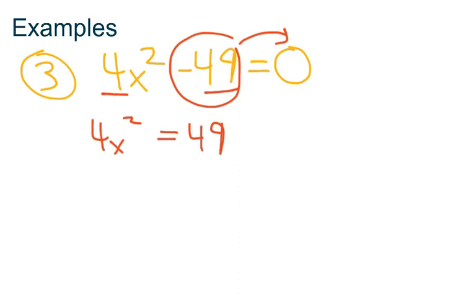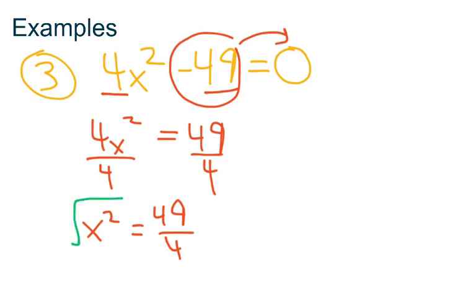Now, if we wanted to, we could take the square root of both sides. However, I'm going to make my life just a little easier right now and divide by 4. That way, because the 4 is not being squared, it's the x that's being squared, I want to get the thing that's being squared by itself. So now I have x squared is equal to 49 over 4. Some of you are going to be tempted to bust out that calculator and reduce that. Don't. Remember, they're both perfect squares.